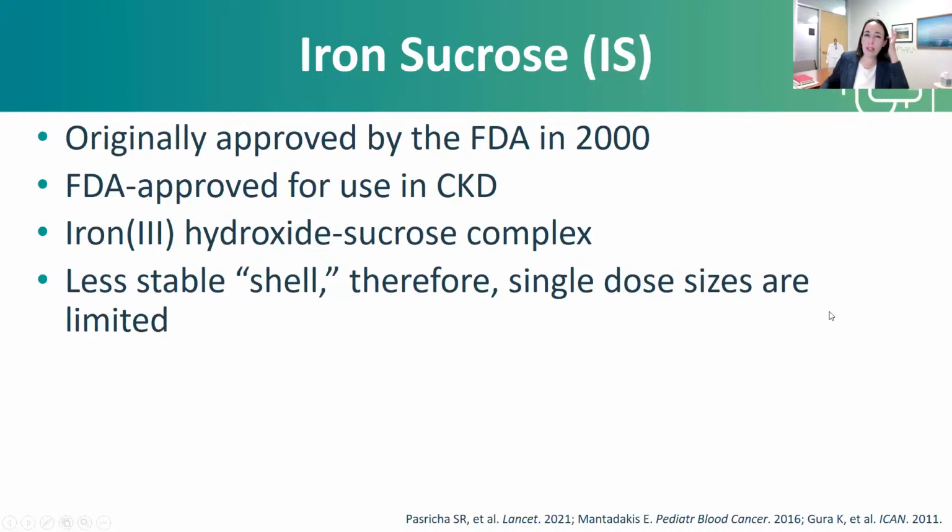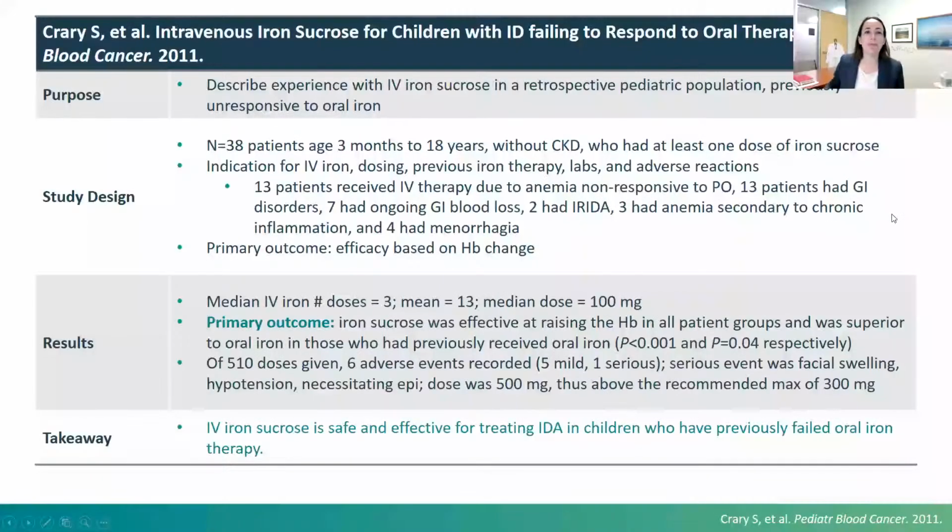The next drug we'll talk about is iron sucrose. This is another drug that's pretty similar to gluconate, but you can dose it a little bit higher. They're often used interchangeably at many centers. It was approved by the FDA shortly after ferric gluconate. So iron sucrose was approved in 2000. Again, FDA approved for use in chronic kidney disease. The single dose sizes, again, are pretty limited compared to iron dextran. So there is a maximum dose you can give. If you go beyond that, you have a lot of free iron release, which can cause some hypersensitivity reactions.